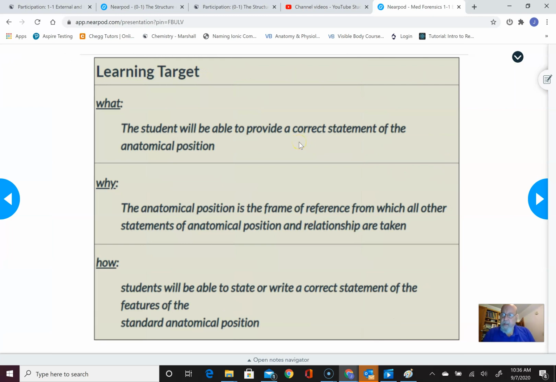So our learning target for this discussion, at least this first part of the discussion: you'll be able to provide a correct statement of the anatomical position. The anatomical position is the frame of reference from which all other statements of anatomical position and relationship are taken. This is why you need to know this, and we'll see just exactly what that means here in a minute. And then students will be able to state or write a correct statement of the features of the standard anatomical position. So I need you to be able to do that.